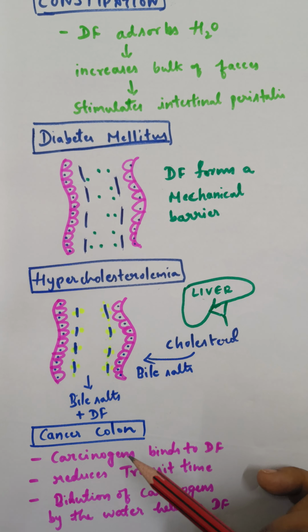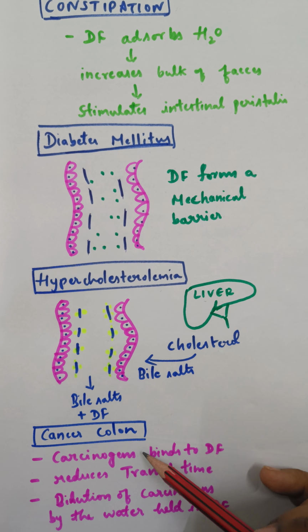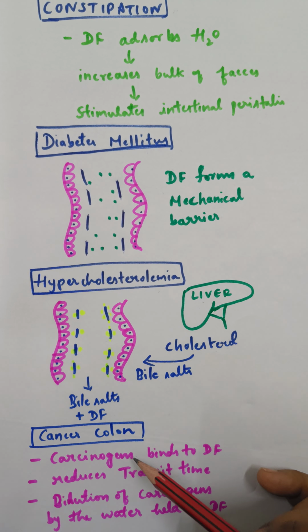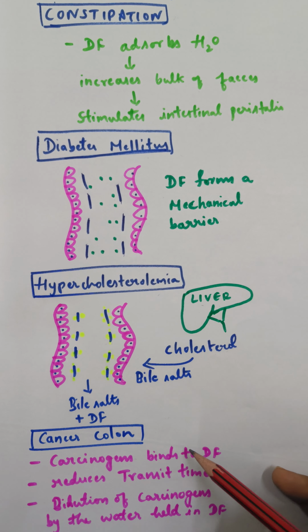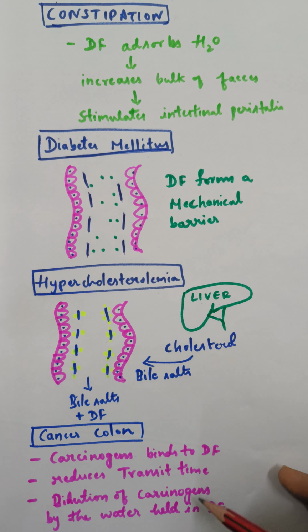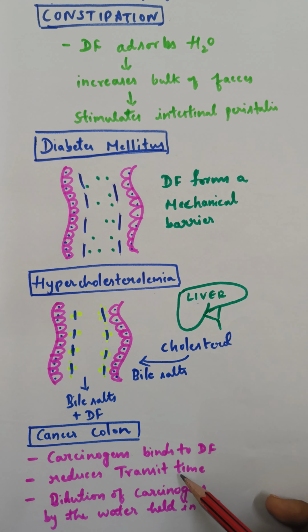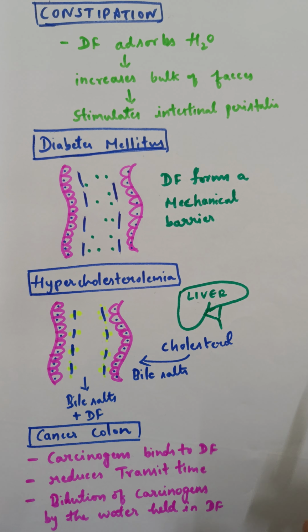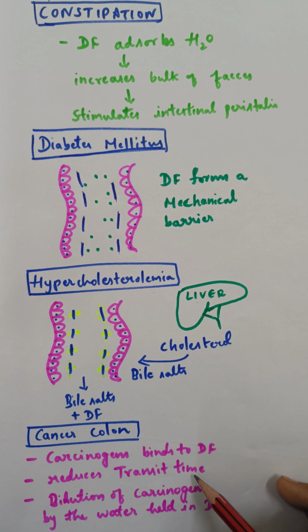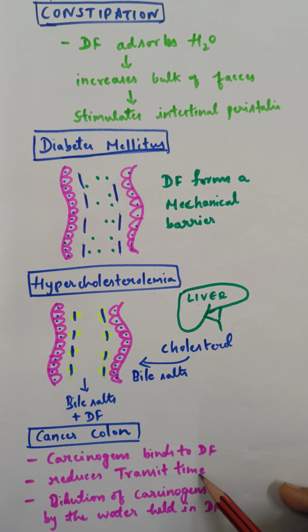Now remember, there are some toxins or carcinogens that we take in our food, and that is what causes cancer colon, right? Now when you take dietary fiber, these carcinogens or toxins will bind with the dietary fiber and be lost in the stool. Or it also reduces the transit time. Transit time means the amount of time the food or the carcinogen stays in the lumen of the intestine. For example, imagine if a patient has constipation, transit time is very high. If a patient has diarrhea, the transit time is less.